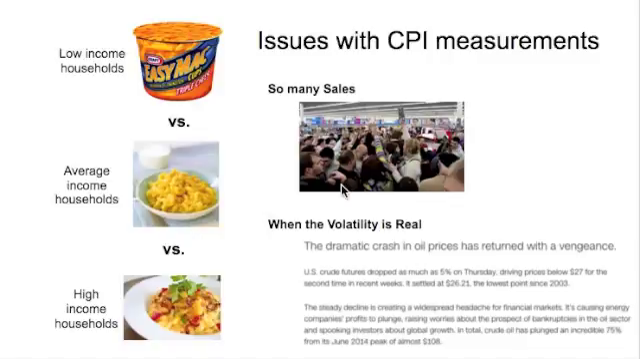Your low-income households will buy, say, Easy Mac and cheese, while your high-income household will buy lots of gourmet mac and cheese. And because these two goods have price levels that change at different rates compared to your standard mac and cheese, households with different income levels will therefore have different inflation rates.